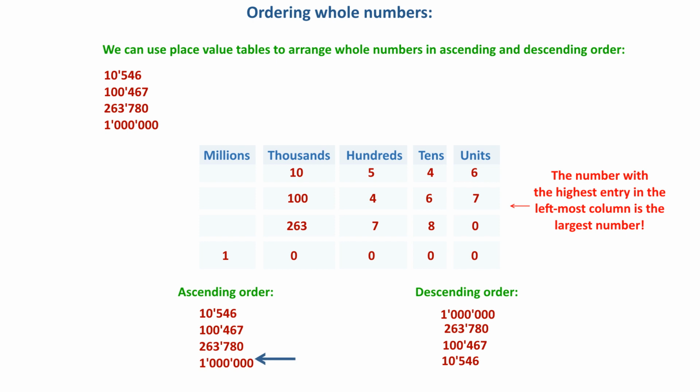Then put the 263,780 above this 1 million, then the 100,467, and then in the first spot up here we're going to have our 10,546. So you can see that using this place value table, it's actually a lot easier to put things in descending order because we can use this really simple rule. But if you get asked to put things in ascending order, then what I'd recommend doing is just writing them in descending order and then flipping your list upside down.